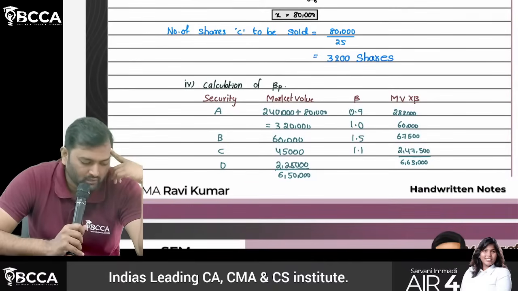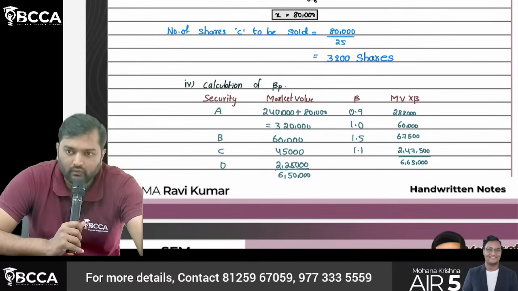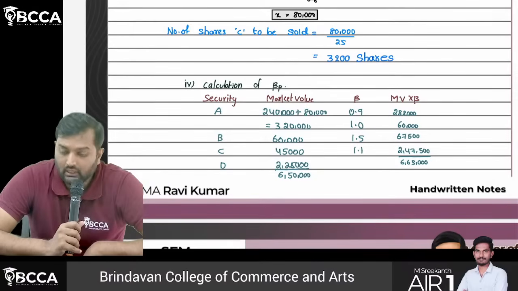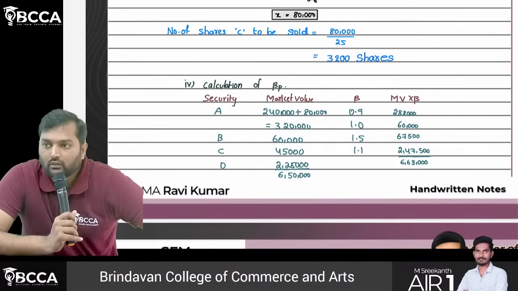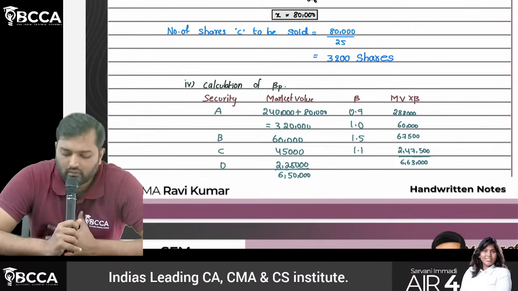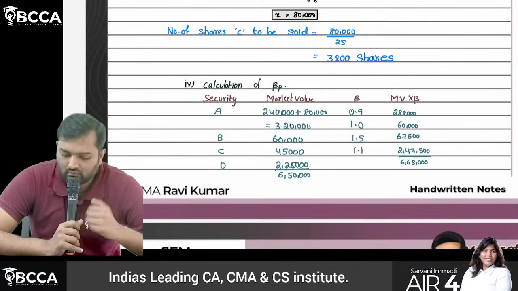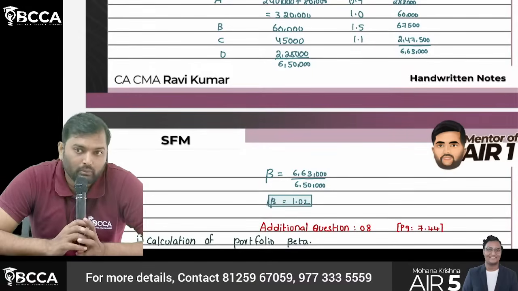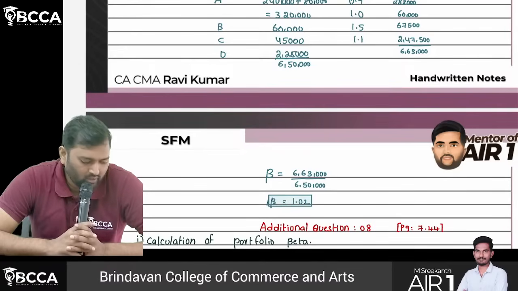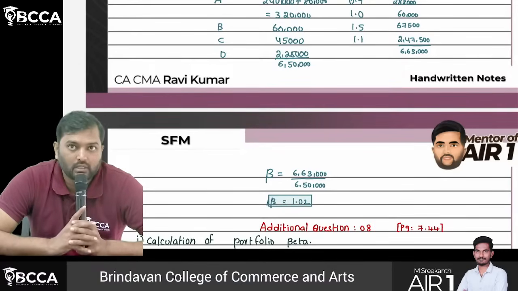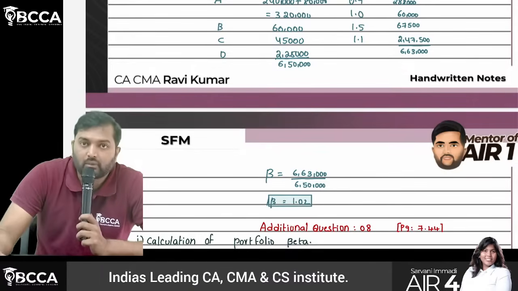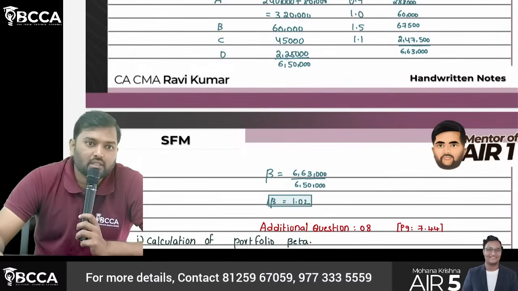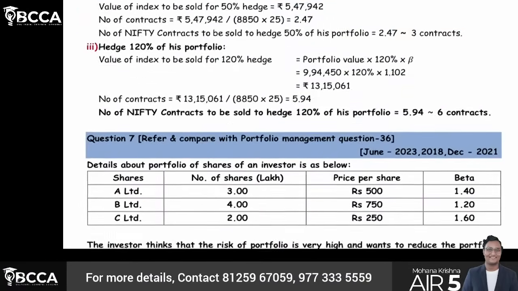Revised weighted beta. A investment is equal to 2,40,000 plus 80,000, B 60,000, C 45,000 and D 2,25,000. How 45,000? 1,25,000 minus 80,000. So the answer is 1.02. So beta is equal to 1.02. So please solve this question within 10 minutes. So this is selling high risk shares and buying low risk shares.